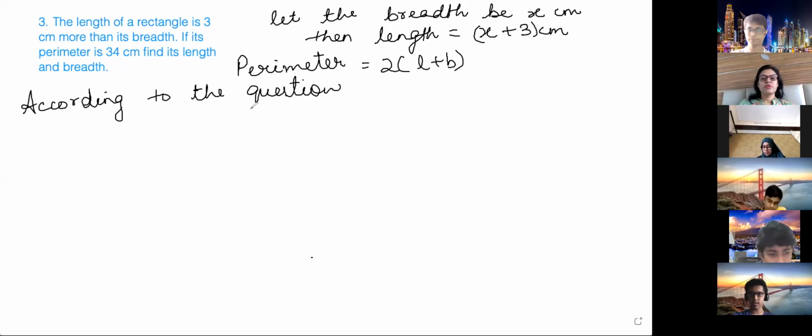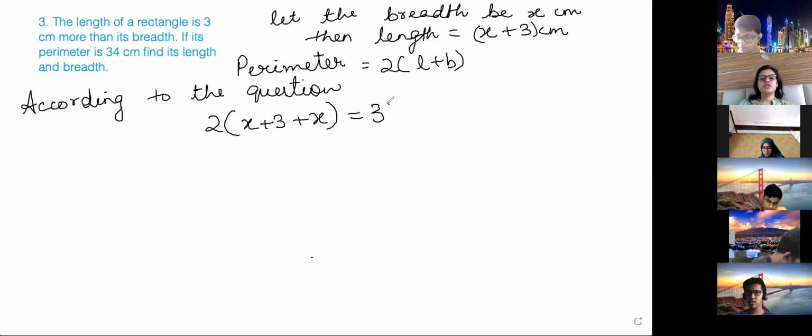According to the question, what equation will we get if its perimeter is 34? We'll write 2 into (x plus 3 plus x) is equal to 34. Okay, the question says 34. Now we'll solve it. How can we solve this?